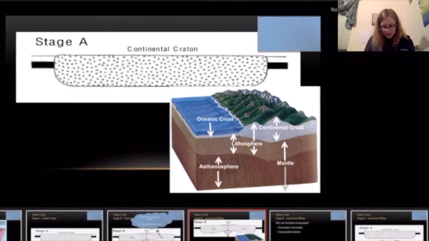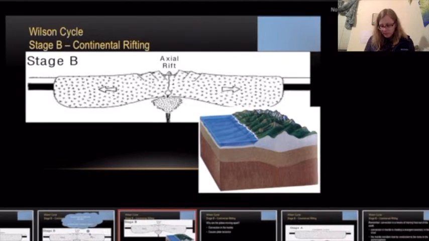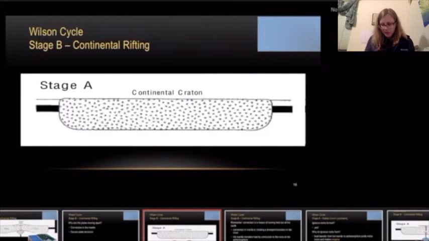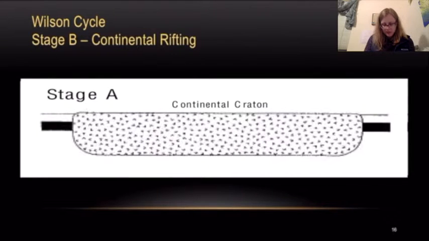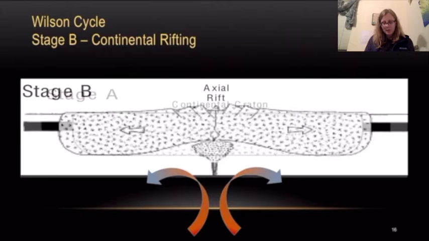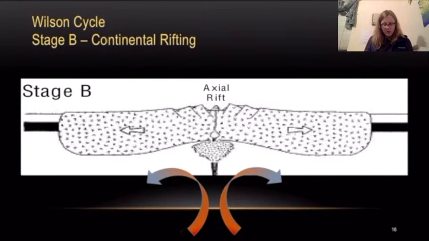Stage B, let's do the animation. All right. So in stage B, we've got heat coming up from the mantle, and we've got convection cycles starting to form, and it's going to start to partially melt the crust, and we're going to have some divergence going on here. You did a good job explaining that. And then stage C.